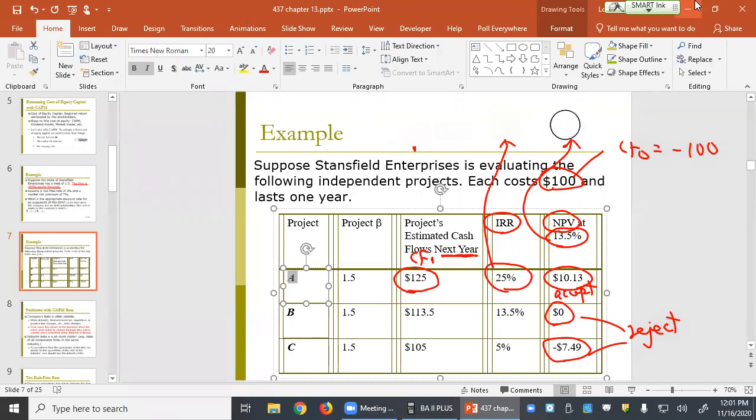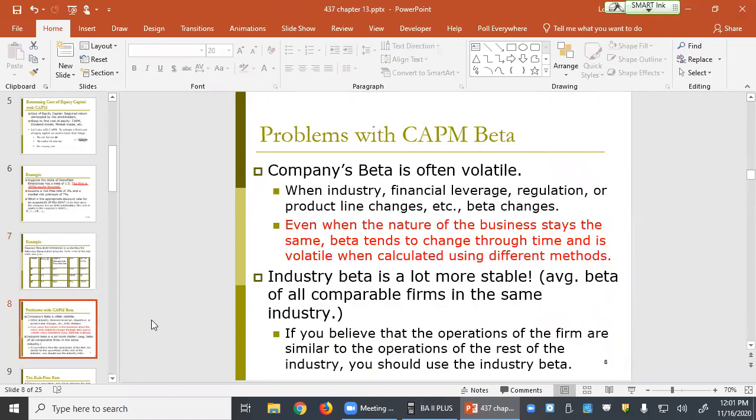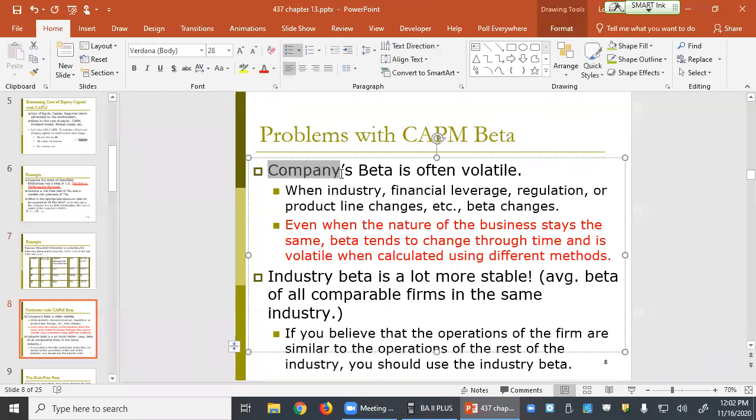So let's talk a little bit more about CAPM. We know that the application is very simple, but let's talk about strengths and weaknesses or problems with CAPM beta. What we have found is that a company's beta is often very volatile through time. Volatile, we're saying this. So let me show you this with a timeline.